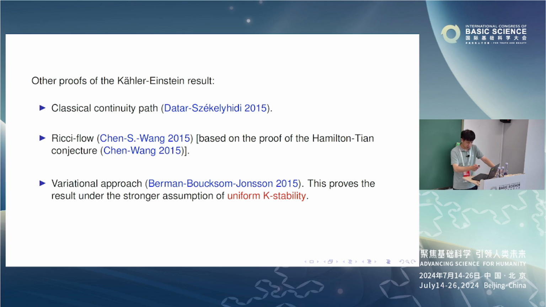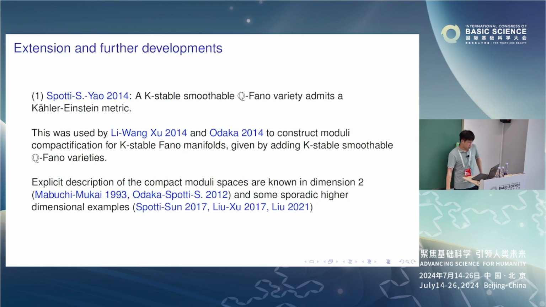This is more along the formal picture. So there are extensions and further developments. This is joint work with Cristiano Spotti and Chen Jianyao. We prove that a K-stable smoothable Q-Fano variety admits a Kähler-Einstein metric. So this is a singular variety. You can still talk about K-stability. You can also talk about Kähler-Einstein metrics. The motivation is that this is related to compactifying the moduli space of K-stable Fano manifolds.